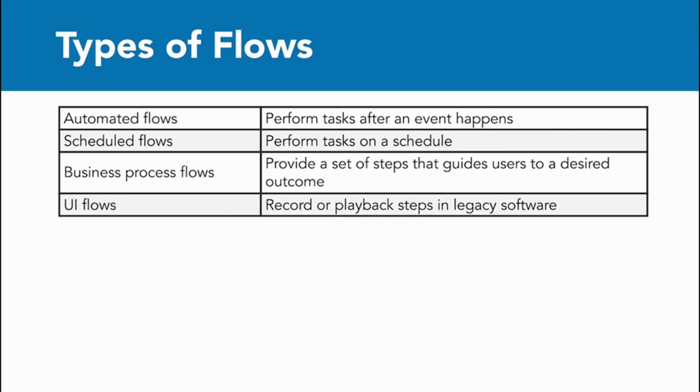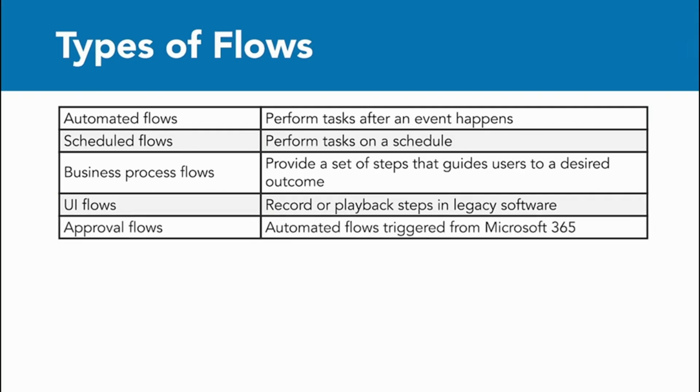There are two specific types of automated flows that I want to hold up here. Approval flows are automated flows that are usually triggered by a user, often for Microsoft 365 applications. An example of an approval flow is sending a document to your manager for approval or putting in a request for time off. Anytime you have a flow where the result is that something can be approved or rejected, it's probably an approval flow.